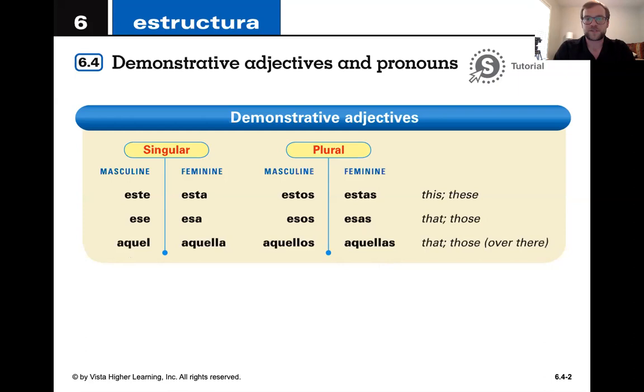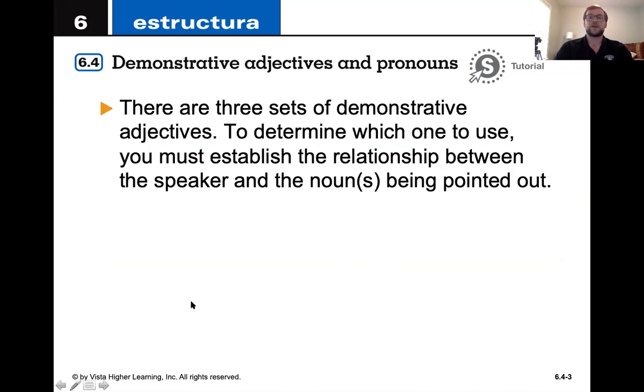Now, let's look at specific examples of when we would use this. And a lot of this has to do with the relation of the item in terms of the speaker, okay? And the person that the speaker is talking to, okay? So we have those 3 sets of demonstrative adjectives, and to determine which one to use, you must establish the relationship, la relación entre, between the speaker and the noun being pointed out.